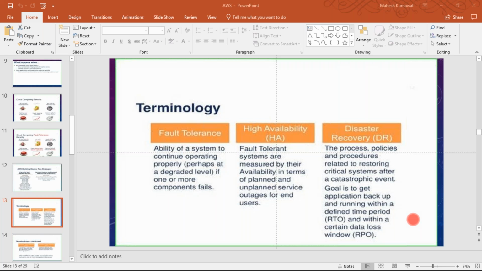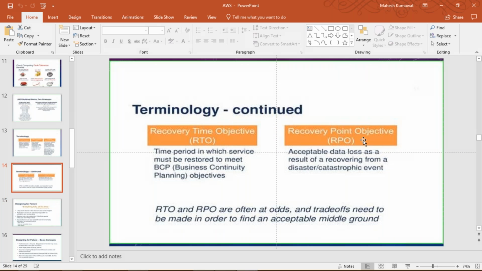So, terminology continued with the recovery time objective. This is RTO, recovery time objective. You have to keep this in memory all the time, because it is also an important question in the AWS Solution Architect exam. Okay, it is the time period in which a service must be restored to meet the BCP, business continuity planning objective. The recovery point objective is the acceptable data loss as a result of recovering from a disaster or catastrophic event. So the recovery time objective is basically: after the disaster happens, how much time is taken for the service to work smoothly again?